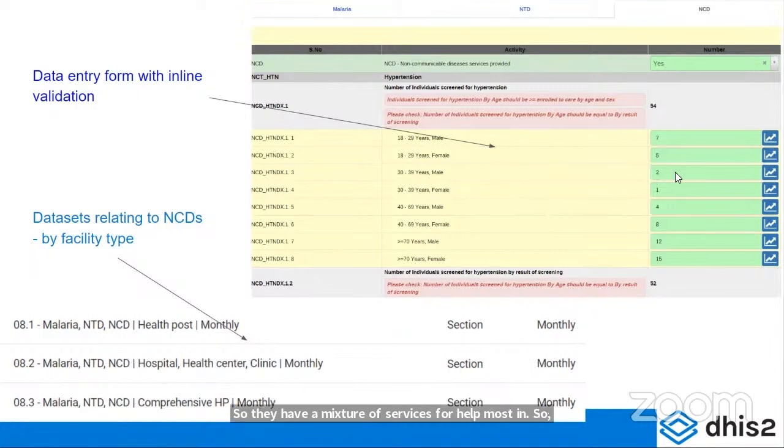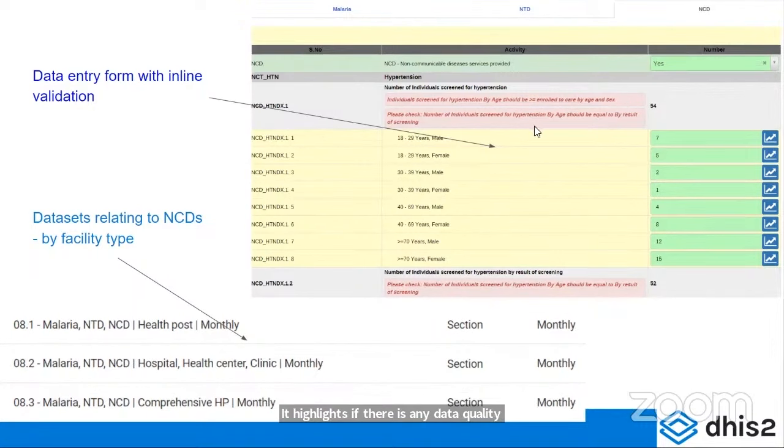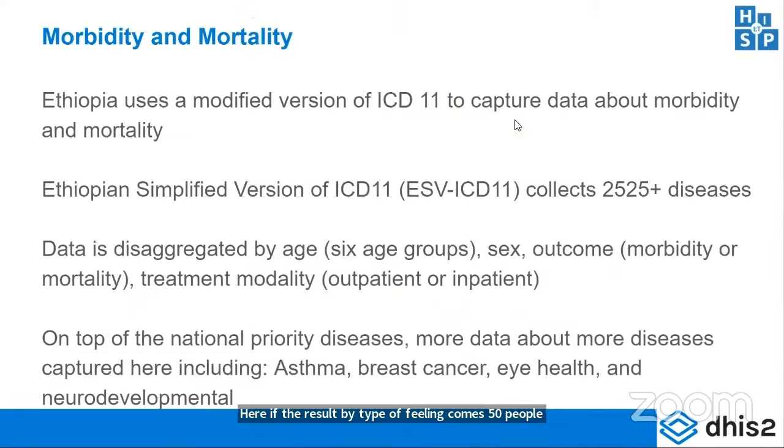As you can see here, whenever data is collected, it highlights any data quality issue in red. For instance, the individual screening by age and sex has to be equal to the screening by result. If these two numbers are not the same, this highlighted data quality issue is always there. Whenever, for instance, the result by type of screening comes to 54, these messages will disappear.